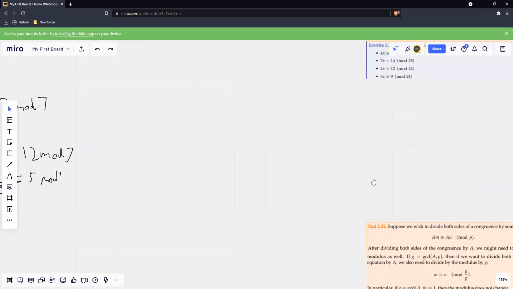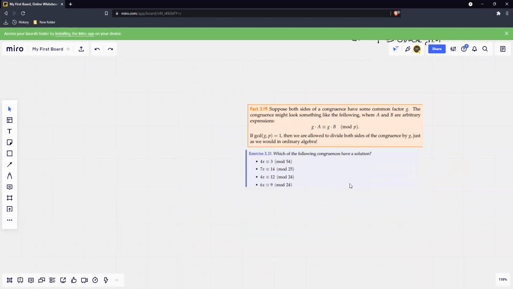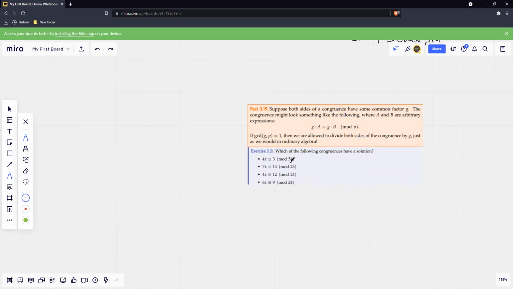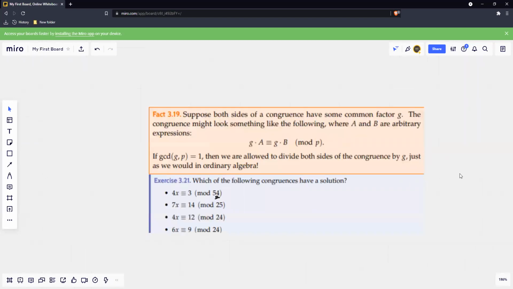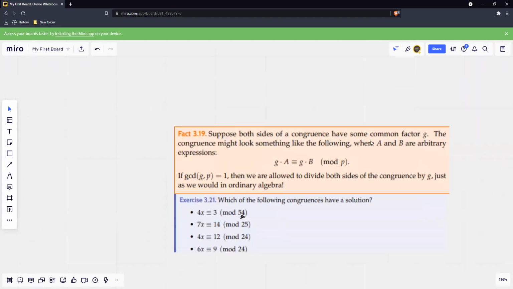So usually we are always allowed to divide, but there are some special cases. There are some cases where you also have to divide the modulus. In other words, we can always divide, but sometimes to make that operation valid, we also have to divide the modulus as well. Suppose both sides of a congruence have a common factor g. Then it'll look like this.